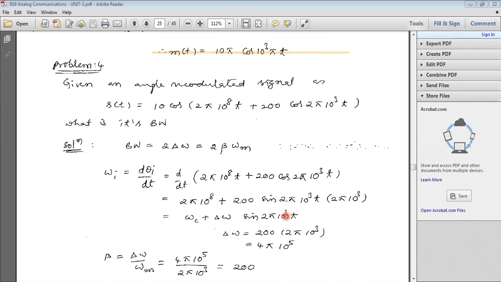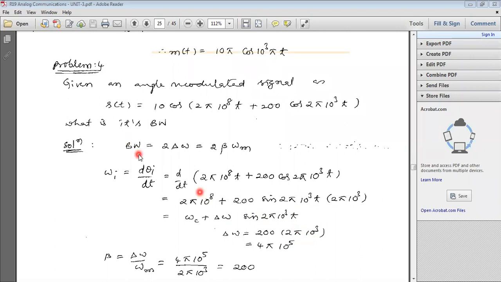Now if you compare these two equations, in place of omega c, we have 2 pi into 10 power 8. And in place of delta omega, we have 200 into 2 pi into 10 power 3, since this sine omega mt is the same as in the other sine omega mt.